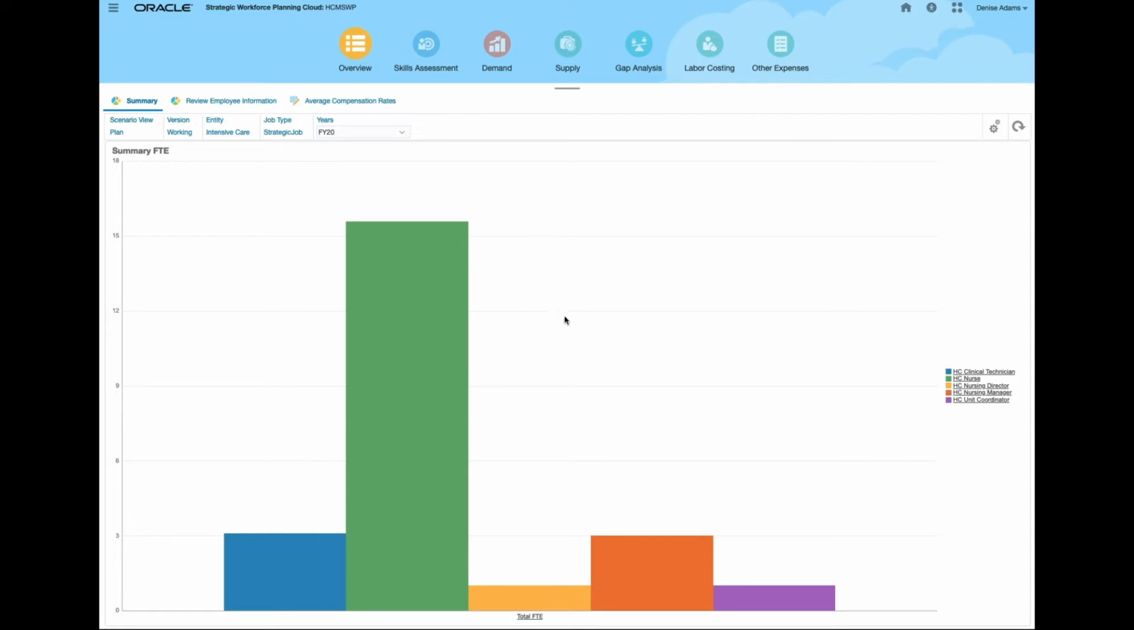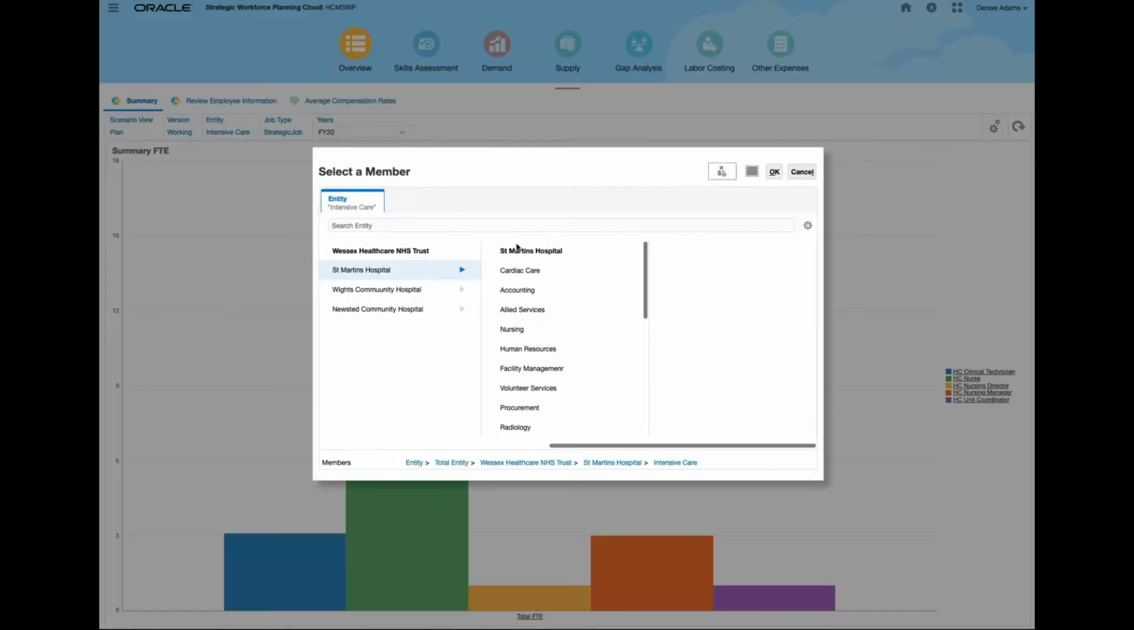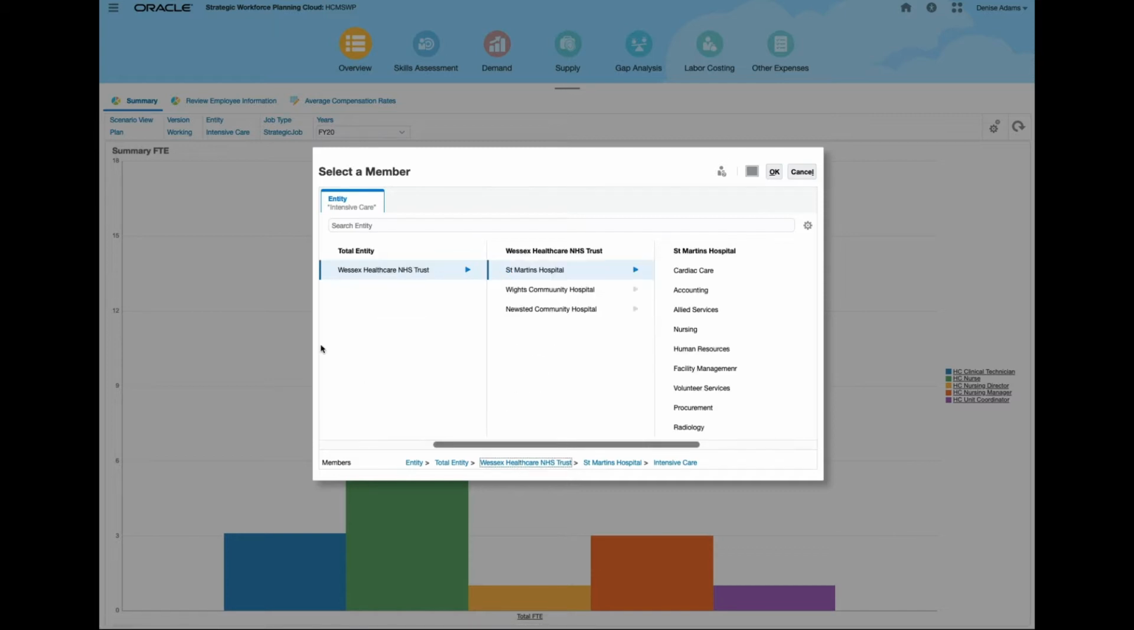I'm looking at my intensive care unit, but clearly I could be looking above that into another area. So it may be that intensive care reports up into a specific hospital area, or even up into a trust, or into local, or even international level. But we're just going to stick with the intensive care unit in this specific hospital at the moment.